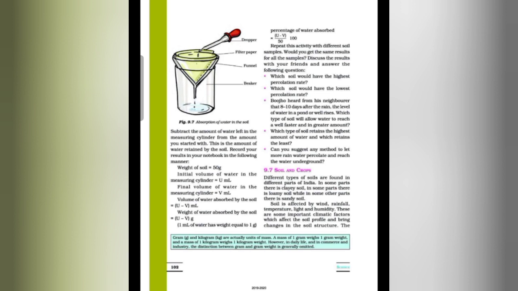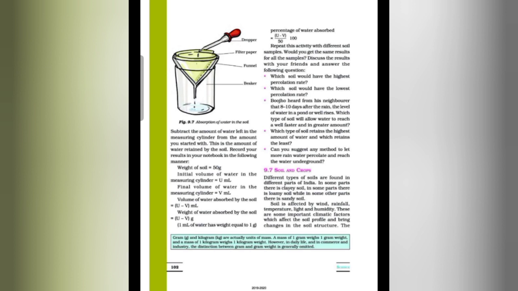Then the volume of water absorbed by the soil is equal to u minus v. That means from the initial volume we have to subtract the final volume, that is the volume of water absorbed by the soil. So the weight of water absorbed by the soil, in gram, is u minus v, because 1 ml of water has a weight equal to 1 gram. Then we can take out the percentage by applying this formula: (u minus v) upon 50, into 100. We can repeat this activity with a different soil sample.